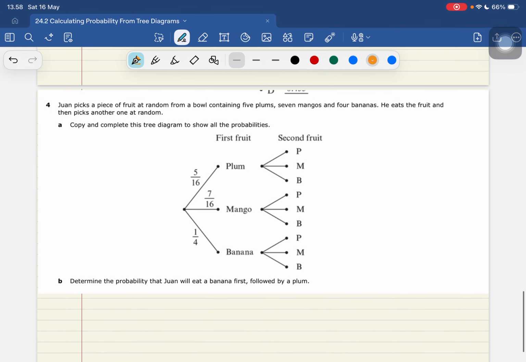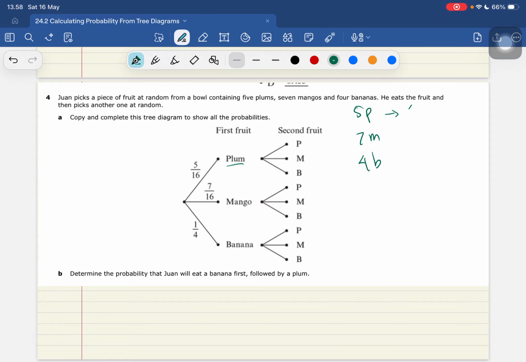Okay, number 4. Juan picks a piece of fruit at random from a bowl containing 5 plums, 7 mangoes, and 4 bananas. He eats the fruit, then picks another one at random. If the first is a plum, we can just subtract it here. So it's going to be 4 plums, and the probabilities are 4, 7 and 4 over the total of 4 plus 7 plus 4, so this is divided by 15.